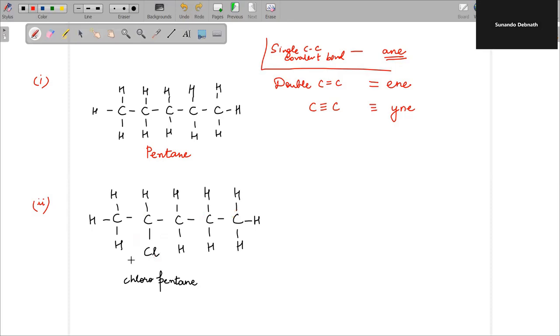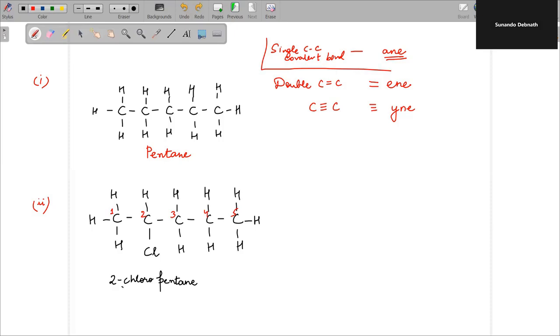So in which case do we get the lowest possible number? When I'm numbering like this, 1, 2, 3, 4, 5, because chlorine is getting the number 2, and this is the correct way. So we have to number it in such a way that the functional group should get the lowest possible number. So it should be 2-chloropentane. You have to add the position also. Now this is the complete IUPAC name of this compound. 2-chloropentane, because you have this chlorine connected at the second carbon.